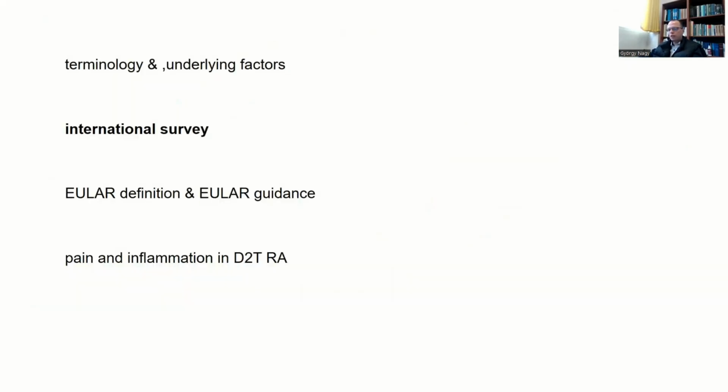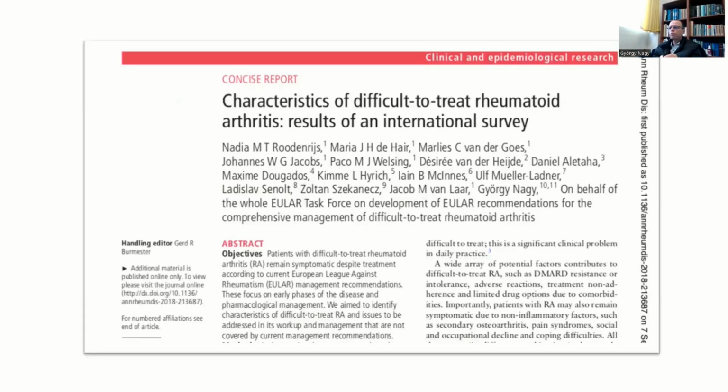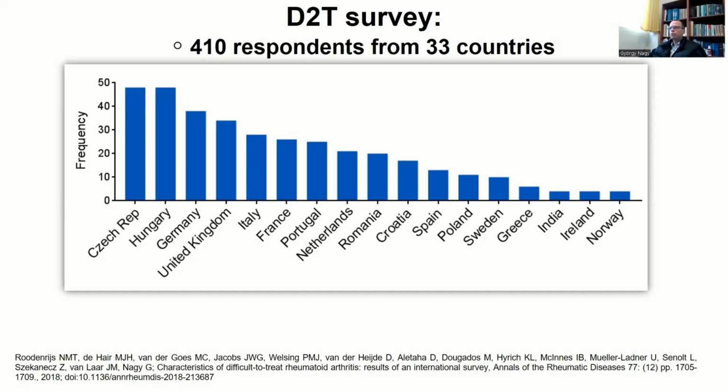So let's see how we started this work and how we could finally make some guidance for the patients. First of all, to see a little more clearly what is going on with this patient population and what the opinion of our colleagues is about difficult to treat rheumatoid arthritis, we initiated an international online survey. This online survey was completed by 410 rheumatologists across 33 countries, mostly European rheumatologists. As you see here, this is the number of respondents from various countries. Colleagues from the Czech Republic, Hungary, Germany, UK, Italy, France, Portugal, or the Netherlands completed this survey in quite high numbers.